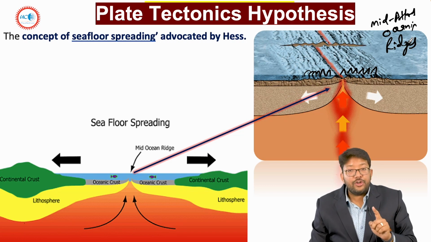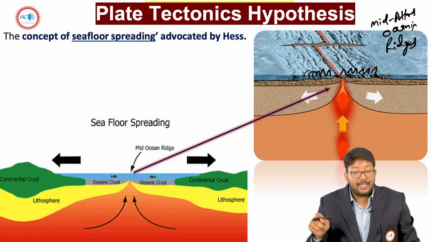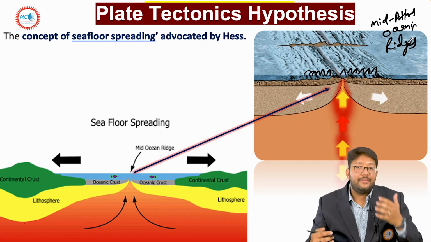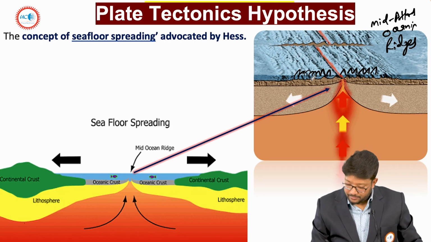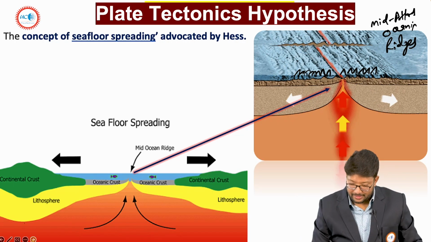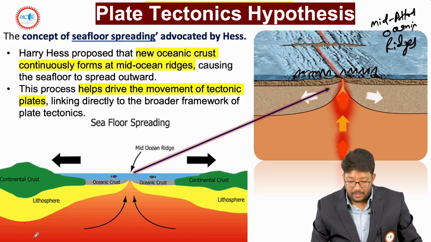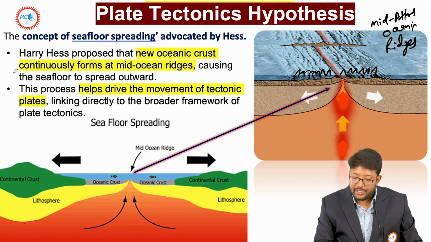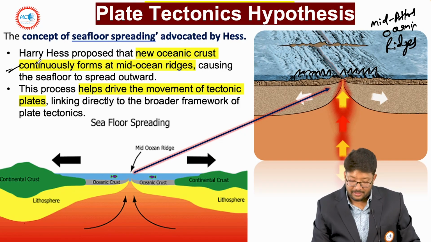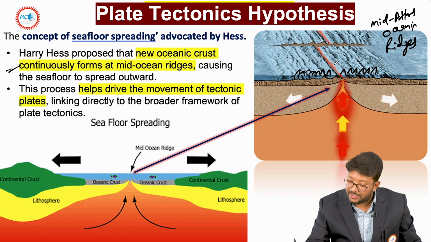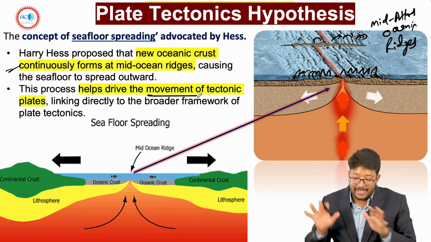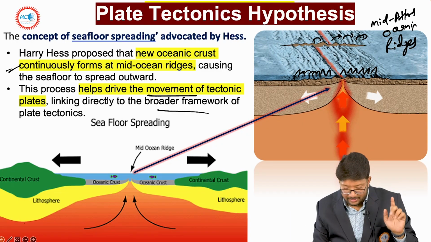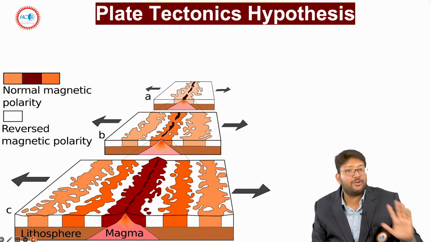So this concept of sea floor spreading was given by Hess, and it became more evident that plate tectonics exist. Okay, fine. That is called our sea floor spreading. Hess proposed that new oceanic crust continuously forms at mid-oceanic ridges, causing the sea floor to spread outwards. As you can see in the animation, it is going outwards like this. This process helps drive the movement of tectonic plates, linking directly to the broader framework of plate tectonics. So again, convection currents and sea floor spreading are part of the plate tectonics hypothesis.